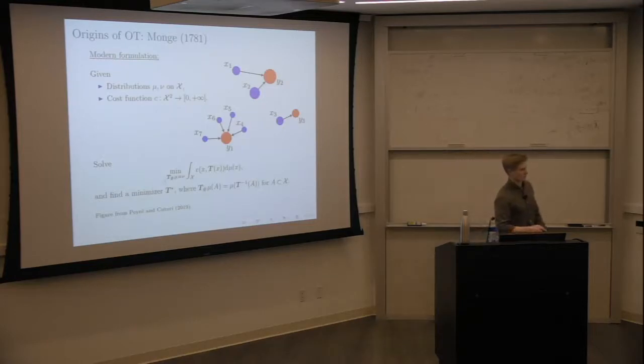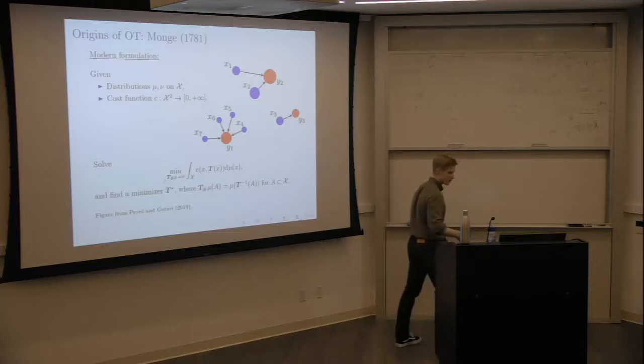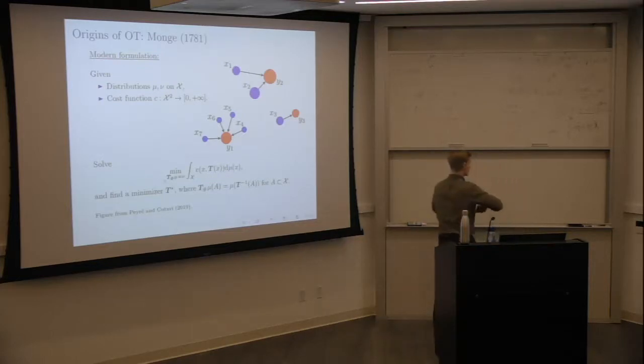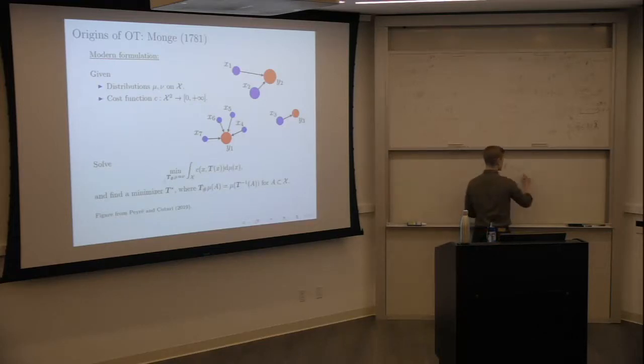By the way, to say more about this notation, the push-forward map of mu via T, you can also think about it this way. Suppose x is a random variable distributed as mu, and you apply T of x to that random variable. This is distributed as the push-forward of mu by T.